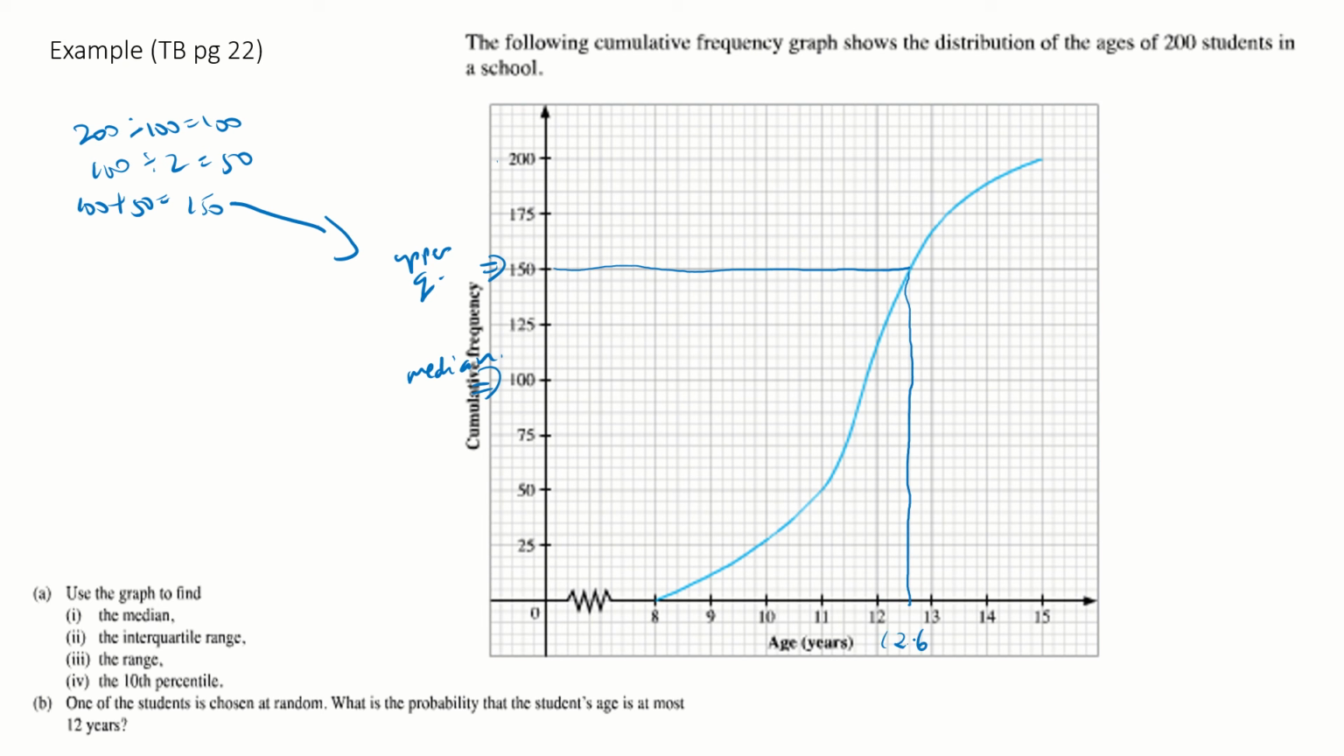So 12.6 here. At the same time, you also need to find the lower quartile. Lower quartile is here, 50. So here, you use the graph and go downwards. You get 11 as the lower quartile. Therefore, the interquartile range is 12.6 minus 11, that gives us 1.6 years.